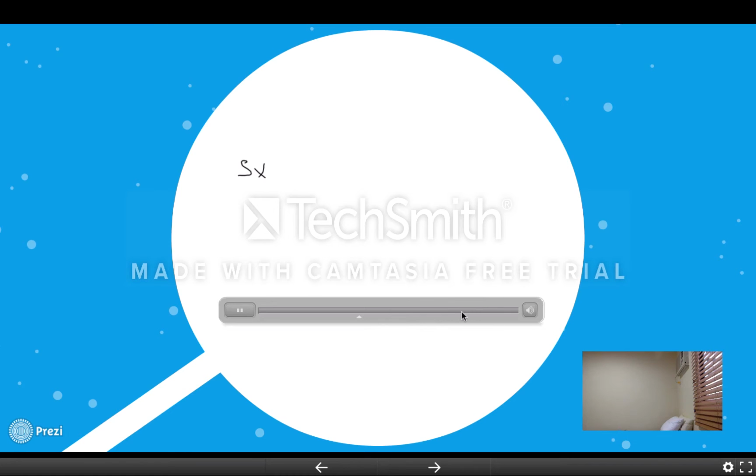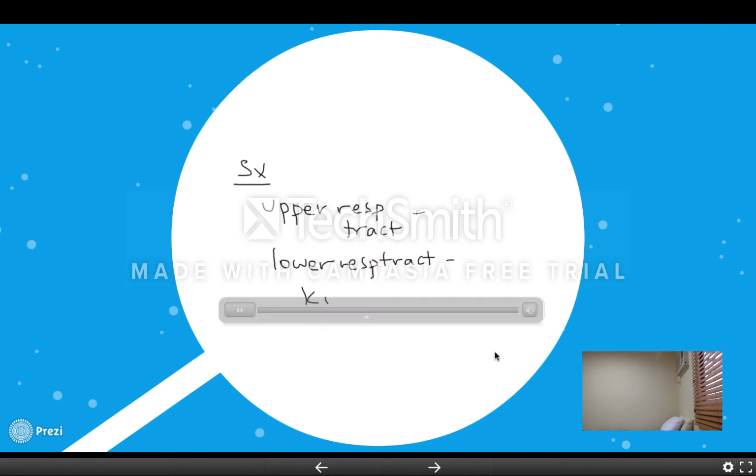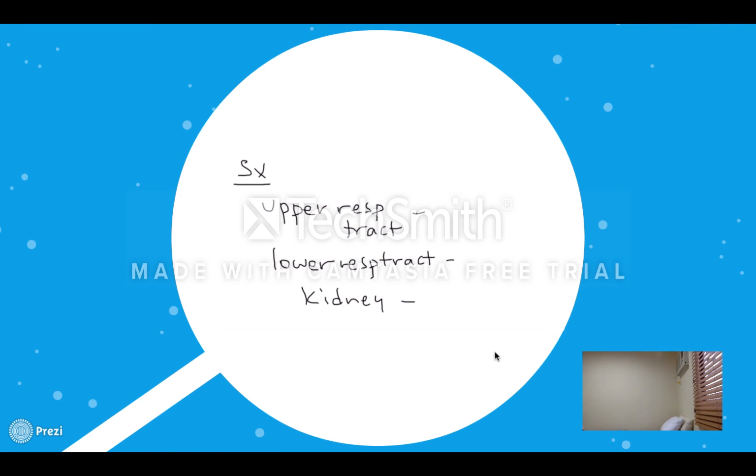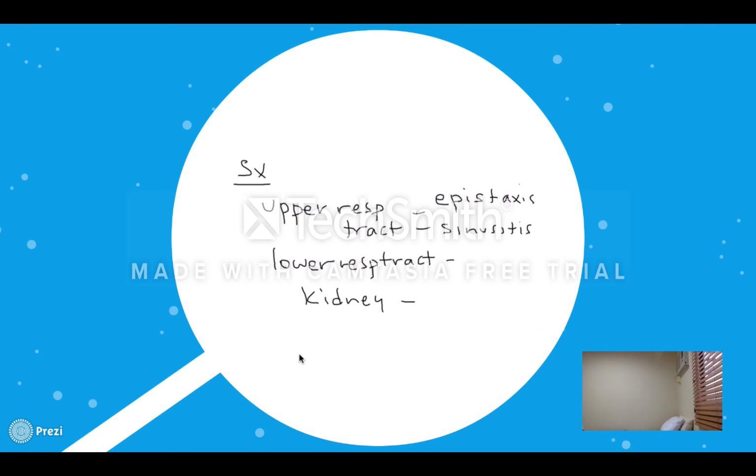Now let's get into symptoms. Instead of just hitting you hard with a whole bunch of symptoms, which would be a terrible way of describing this medical condition, let's break it down into lower respiratory tract, upper respiratory tract, and kidney. That would be a much better way of describing this. So upper respiratory tract, you can get epistaxis, which is bleeding from the nose. You can get recurrent sinusitis. And those are some of the key clinical vignette symptoms that you will see on licensing exams.